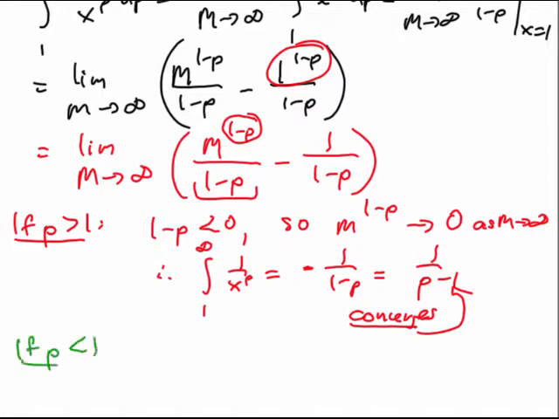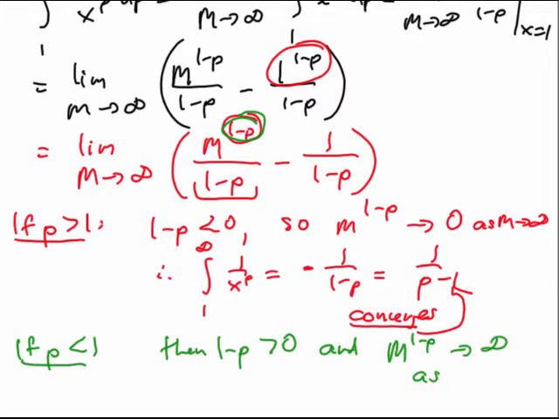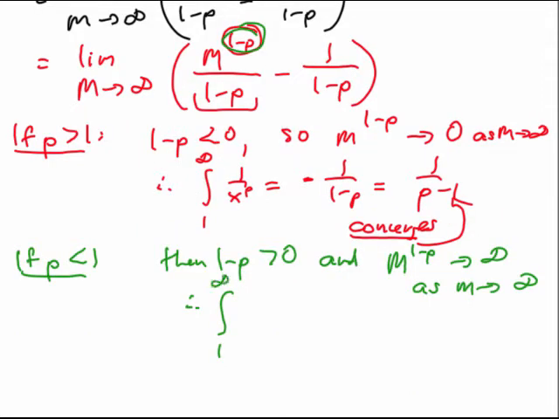If p is less than 1, then our exponent here will be greater than 0, and that will mean that our term m to the 1 minus p is going to go to infinity as m goes to infinity. In other words, our definite integral diverges.